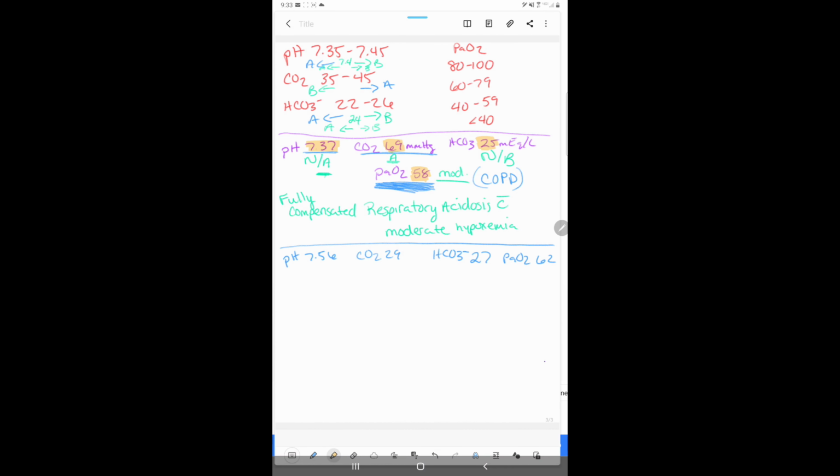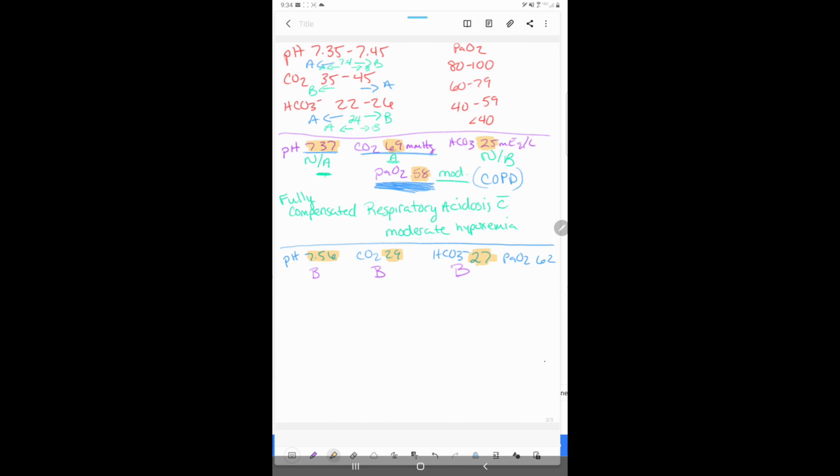Okay, let's look at this and break it down. pH first. 7.56. That is going to the right, so it's going to be a base. Now we got to look at our CO2 number. 29. That's going to the left. It's going down, so that is also a base. Now looking at your bicarb. 27, that is going to the right, and it's outside of the range, so it is also a base.